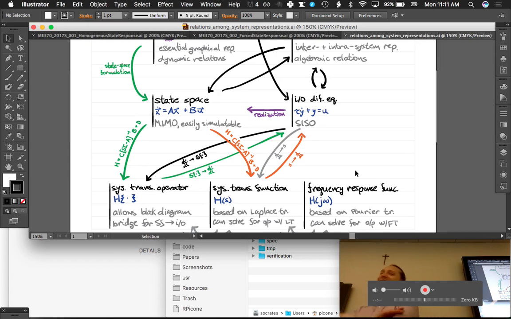Superposition. Thank you. So superposition is a really useful way to solve input-output differential equations. Now we're going to learn how to solve the state space equations directly, which is pretty cool.